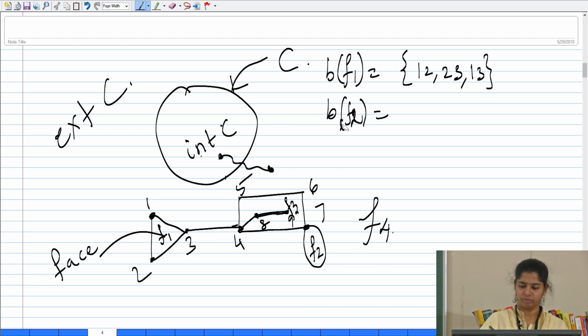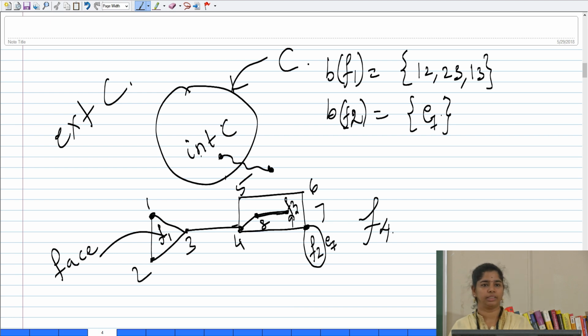Boundary of F2: the loop formed by this edge, right. If I had labeled this edge then I could just tell you this is the edge we are talking about. So, I should also start labeling the edges. Let me, for definiteness, call it E7, the loop formed by E7, right. So, what about F3?